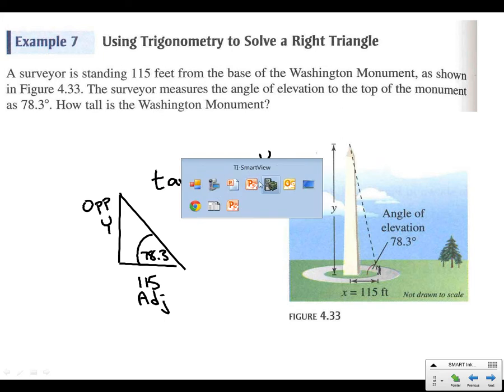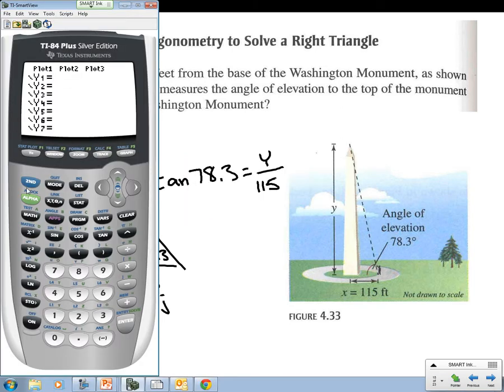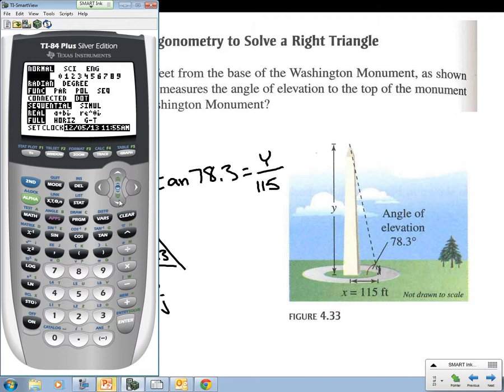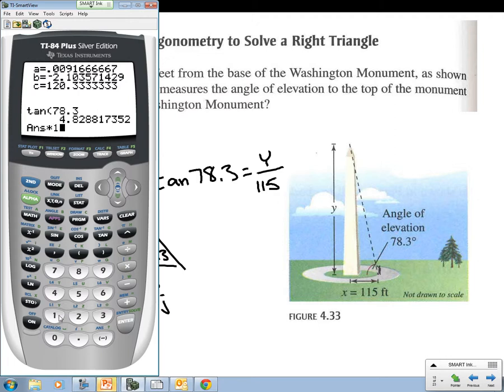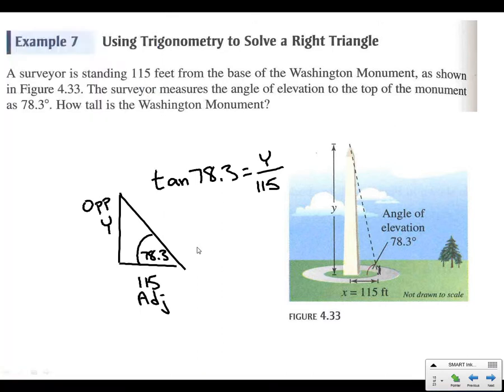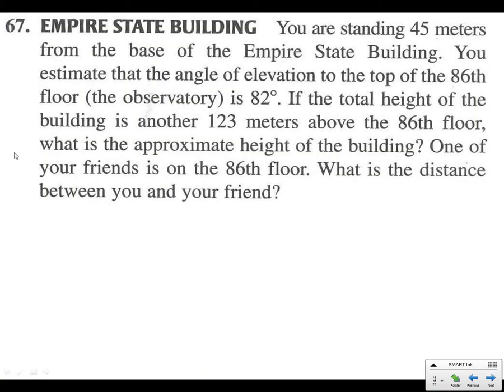Let's grab the calculator real quick and do this. Now, one thing that you want to make sure you're doing is that you're in degrees for this problem, because 78.3 is a degree. Okay, so we are going to have to switch back and forth in this section. So tangent of 78.3 times 115, and 555.31 is your answer. Same thinking for 67. See if you can do it.